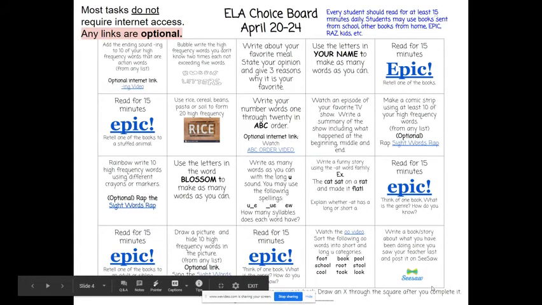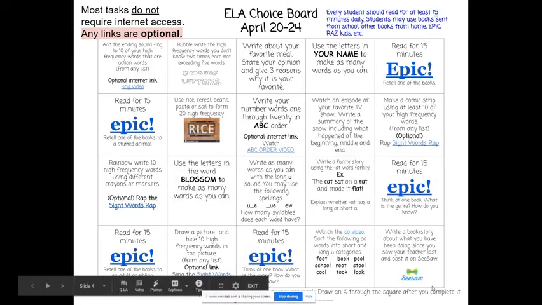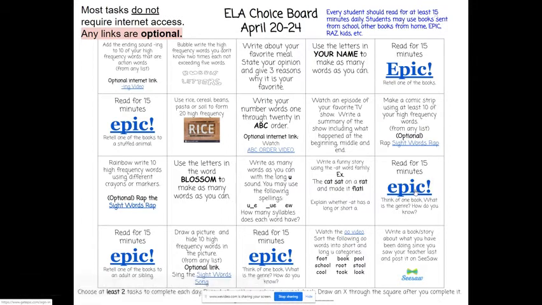ELA choice board works very similarly. Select any 2 choices per day. You can go up to 4 because there are 20 included for the week. Epic, wherever you see Epic, since that requires internet, if your child has internet, would like to choose books from their Epic account, they can. That login information would have been sent to you, or the students may know it. But if they do not have that internet access, still they can read for 15 minutes and put an X on this particular task.